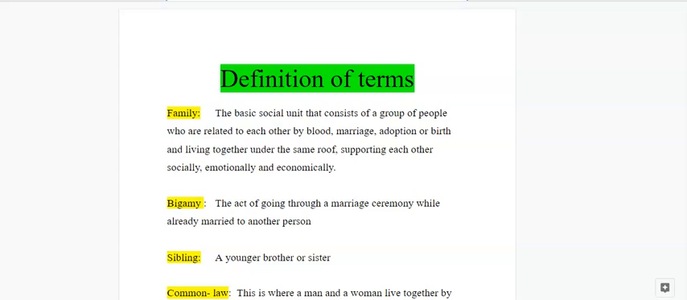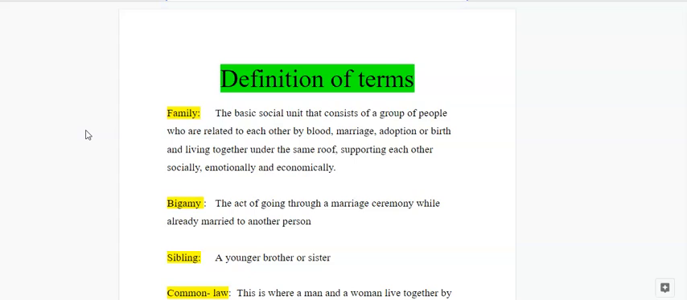What is a family? A family is a group of people who are related to each other by blood, marriage, adoption, or birth, and they live together under the same roof, supporting each other socially, emotionally, and economically. There are different types of families, however, we will explore this in another lesson.